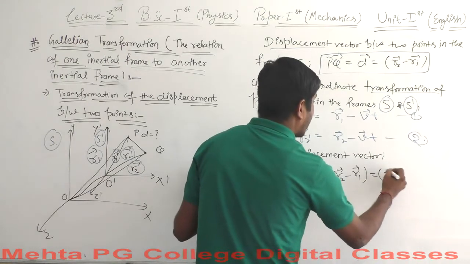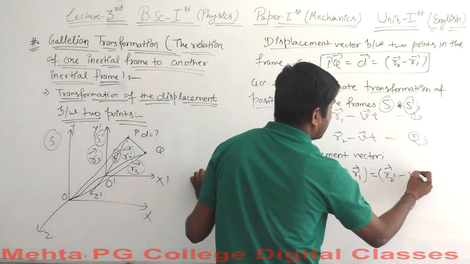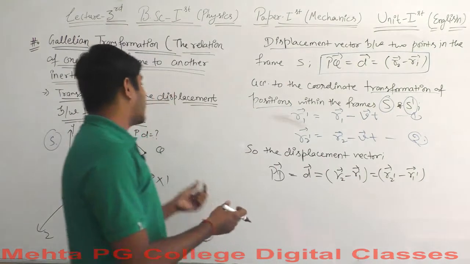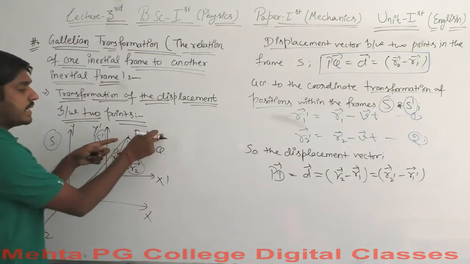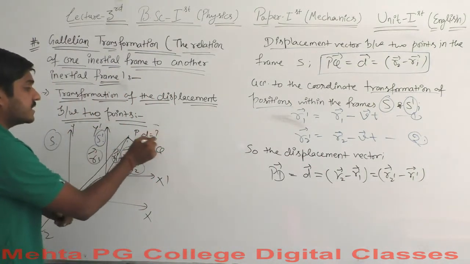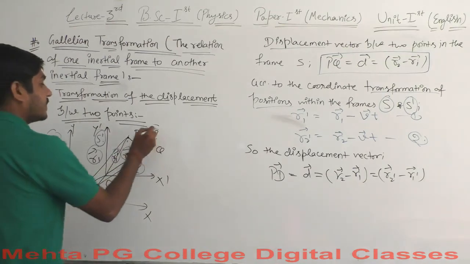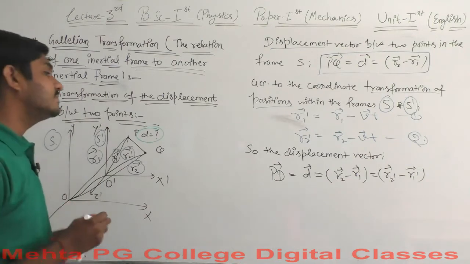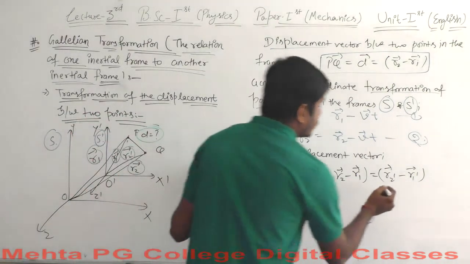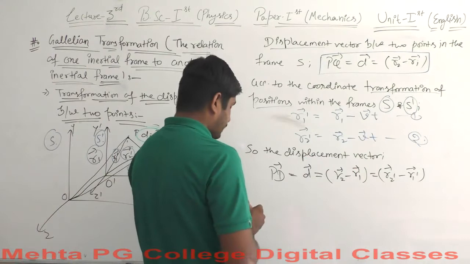This is equal to r2 dash vector minus r1 dash vector, because this is the same here, this quantity must be the same here. We are to find out this particular quantity, what the value of displacement should be here, what the value of d should be. Okay, so we are going to use these equations.